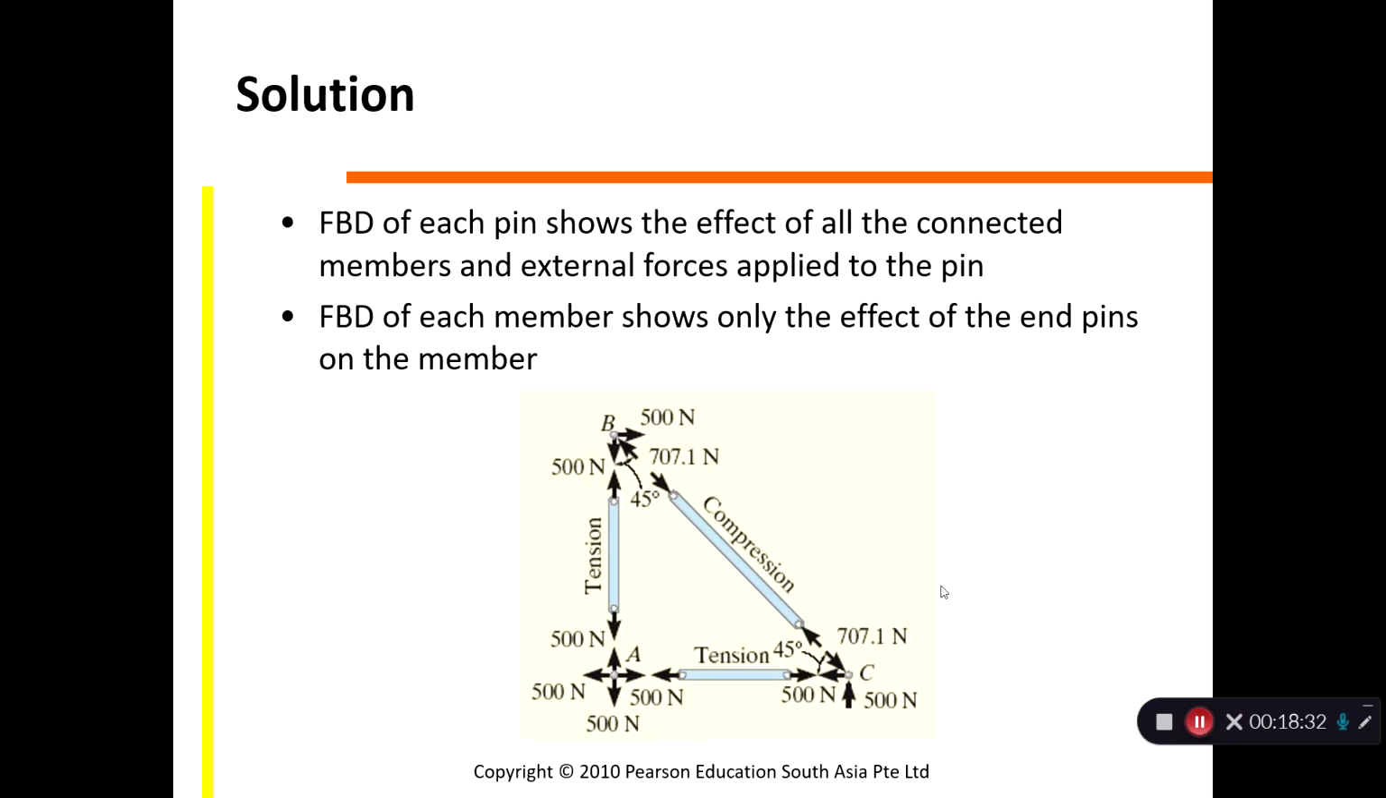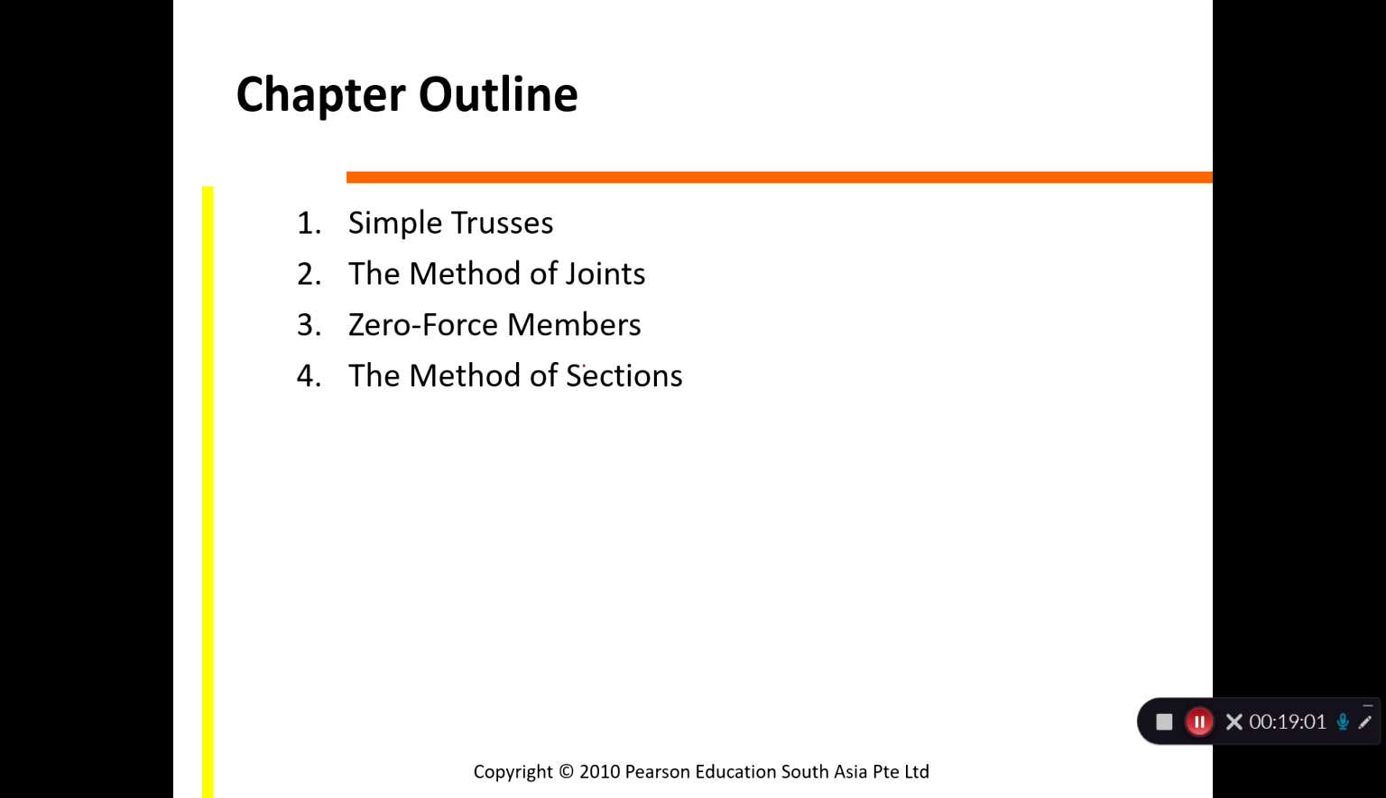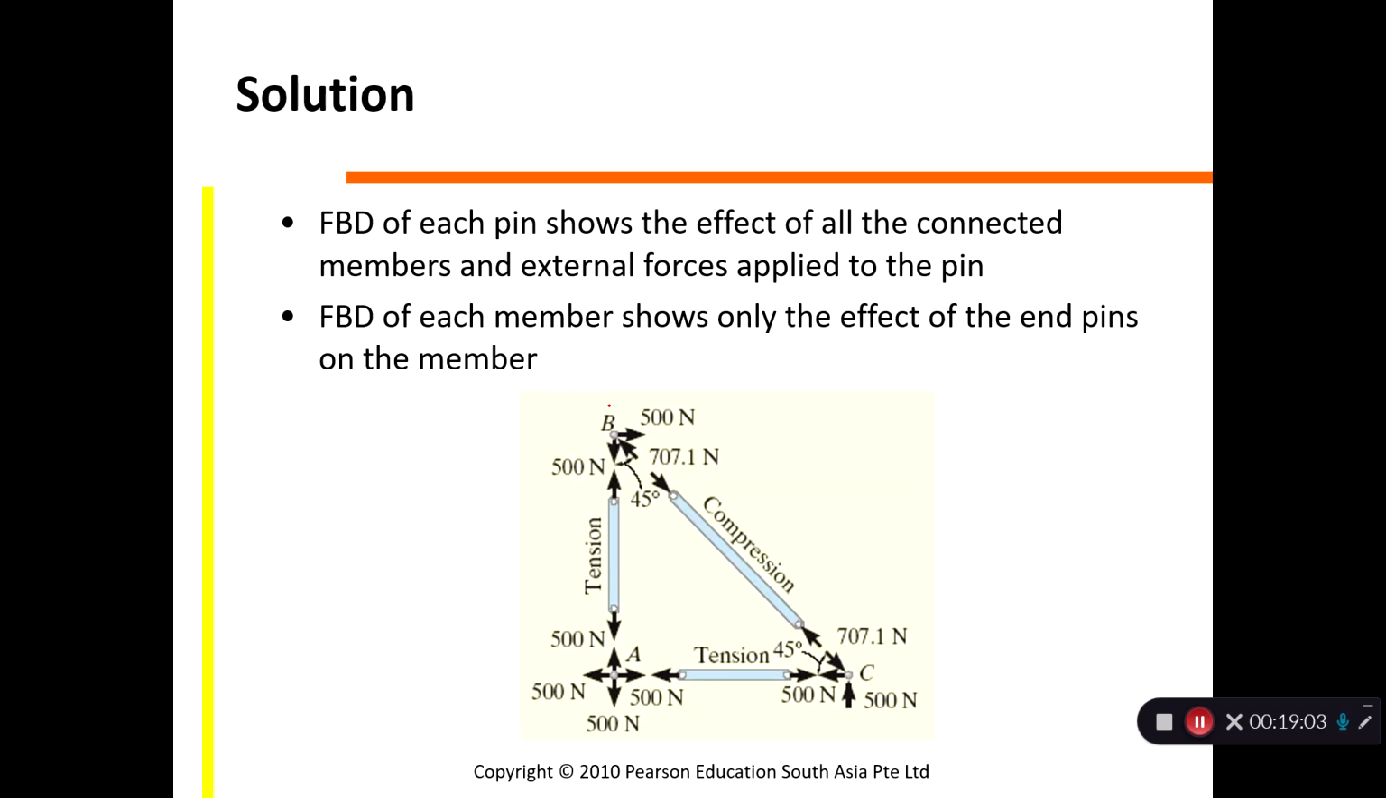Okay, so the answer can be summarized here in this picture. So FBD of each pin shows the effect of all the connected members and external forces applied to the pin. And FBD of each member shows only the effect of the end pins on the member. So what you have to realize here, how did this force become a compression force in member BC? Okay, when we studied the joint, so let's focus on this joint, we have separated the member away from the joint.